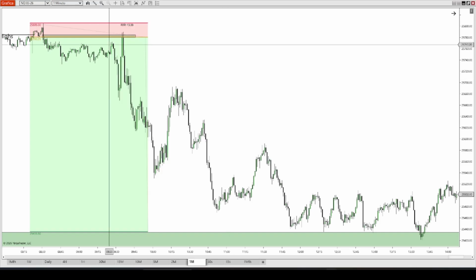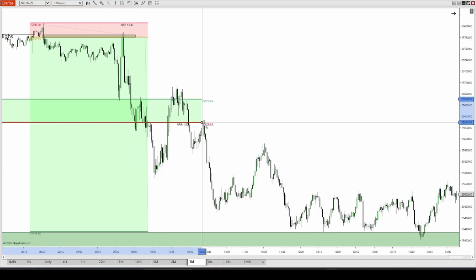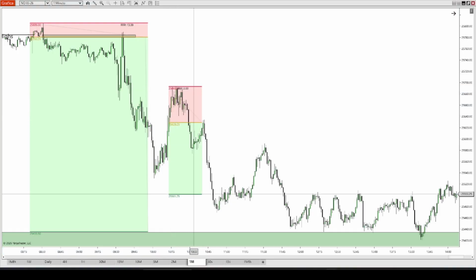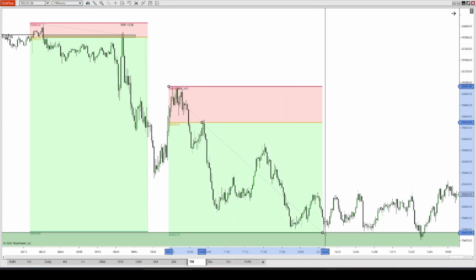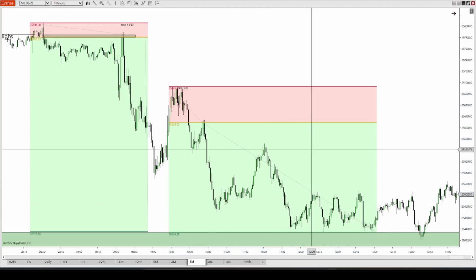So if you weren't able to catch that entry, the market offered another opportunity to go short right here. Another 2022 model. There's your CB. And there's your profit taking. So that was a 3x right there.